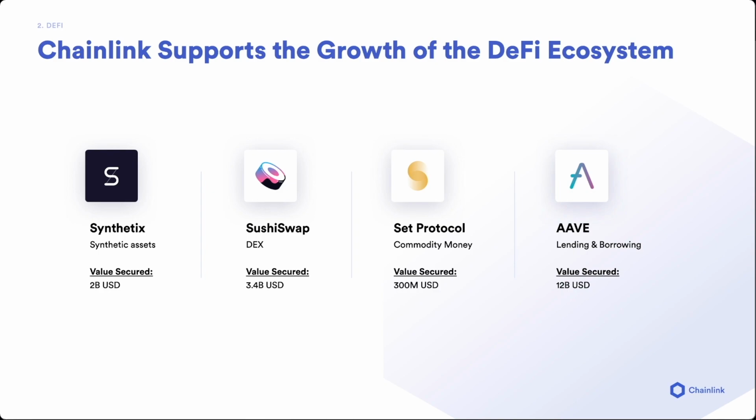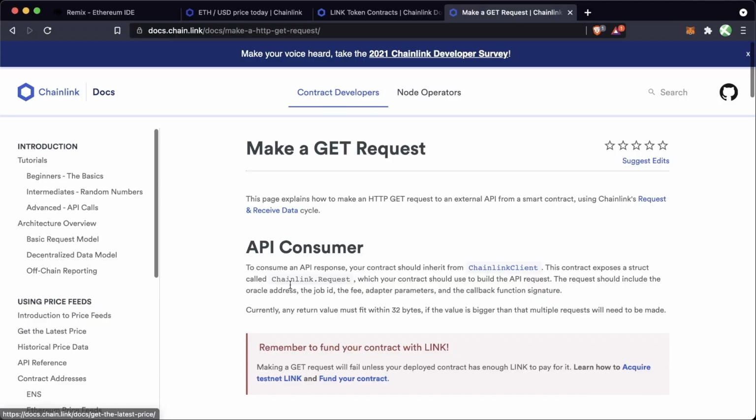Additionally, they're being used by some of the top protocols in the DeFi system right now, like Synthetix, which at the time of recording is securing around $2 billion, SushiSwap for leveraging trades, Set Protocol, Commodity Money, and Aave for understanding the price of an underlying collateral. Now, this is an example of an out-of-the-box decentralized solution that's already been packaged in a decentralized manner for you to consume and for you to use. This makes going to production 1,000 times easier than building everything yourself.